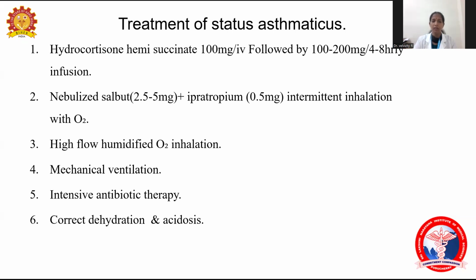If the patient has infection, and definitely they will have infection in status asthmaticus, always go for antibiotic therapy. And apart from this, correct dehydration and acidosis. All those steps are important in the treatment of bronchial asthma, so you should not skip any of them. So always go for IV hydrocortisone and nebulized beta-2 agonist with ipratropium bromide, oxygen or else ventilation, then antibiotic therapy, and correct dehydration and acidosis.